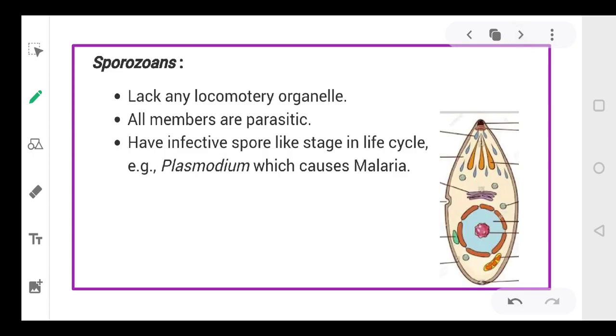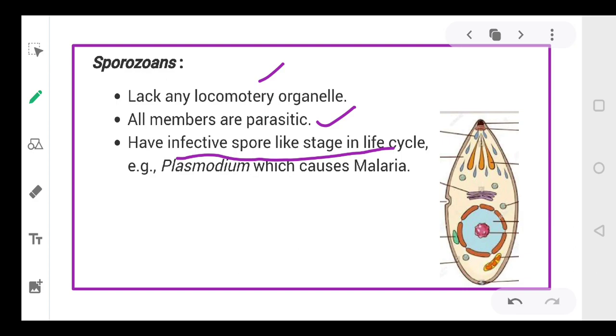Then is sporozoans. The last category of the protozoans is sporozoans. They do not have any locomotory organ. इनके पास move करने के लिए कोई organ नहीं होता, neither cilia nor flagella nor anything else. Okay, and they are parasitic, and they have an infective stage at some stage of the life cycle. Means once they are produced until they reach their death, at a certain age they are parasitic, right?